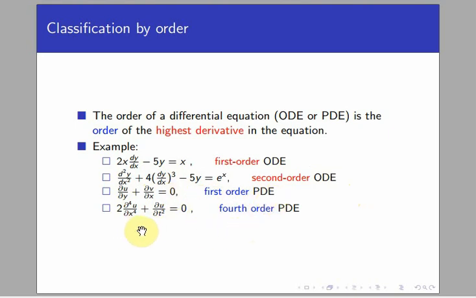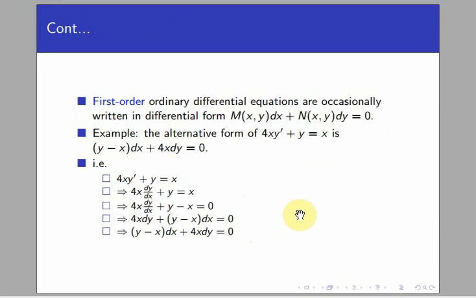The last example is a partial differential equation because it contains one dependent variable with respect to two independent variables, so it is a PDE. What is its order? Look at the highest derivative. Here the order is 4, which is a fourth order partial differential equation.